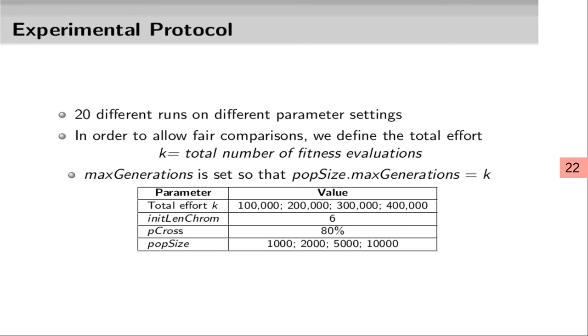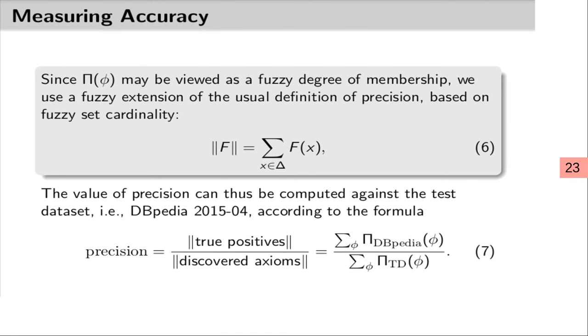We modify and integrate grammatical evolution in the NSGA-II algorithm, which was developed in the MOEA library on the Java framework for multi-objective optimization. And we run the experiments with different parameter settings, which are indicated in the table. And in order to allow fair comparisons, we define the total effort, which reflects the total number of fitness evaluations, and is computed based on the population size multiplied by the number of generations. We reuse the definition of precision based on fuzzy set cardinality in the previous work to measure the accuracy of the model.